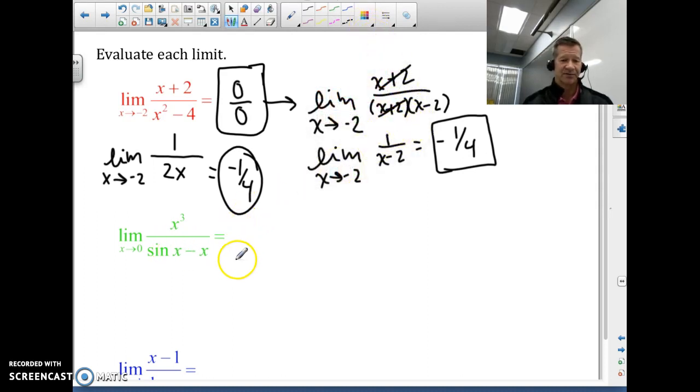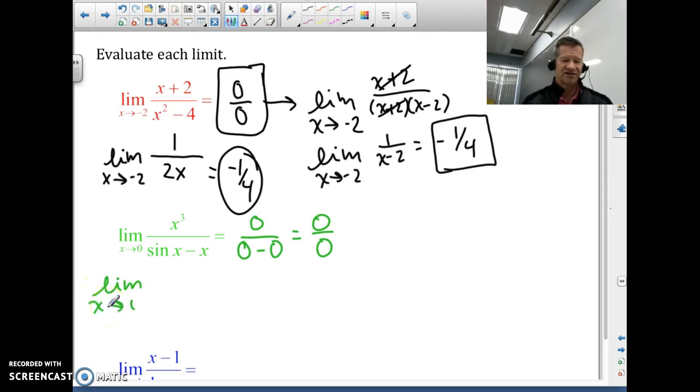Look at the second example. I put in 0. 0 cubed is 0. I put 0 in the bottom. Sine of 0 is 0. Substituting 0 for x, I get 0 over 0. Well, how are you going to get anything to cancel in this one? It's not possible. So here, L'Hopital's rule is kind of crucial. So we take the limit as x approaches 0.